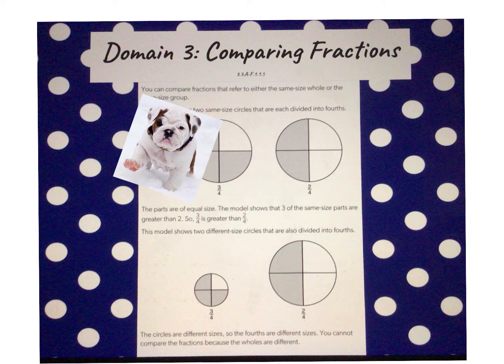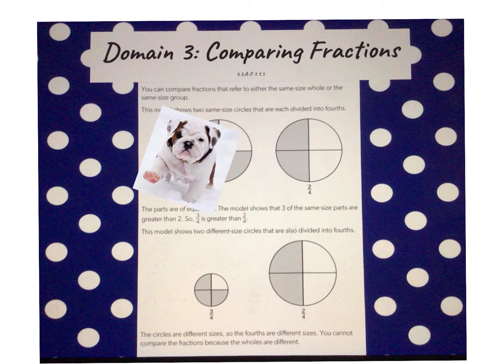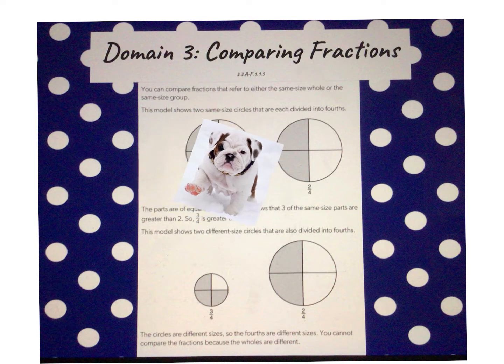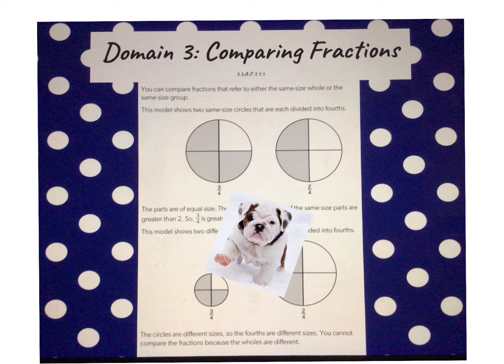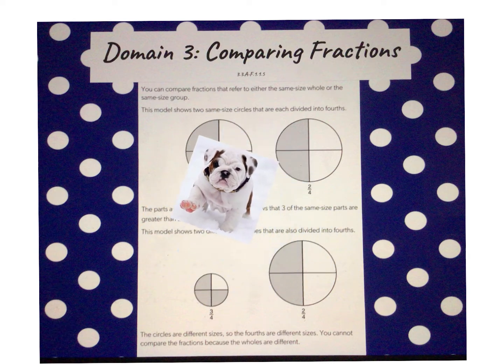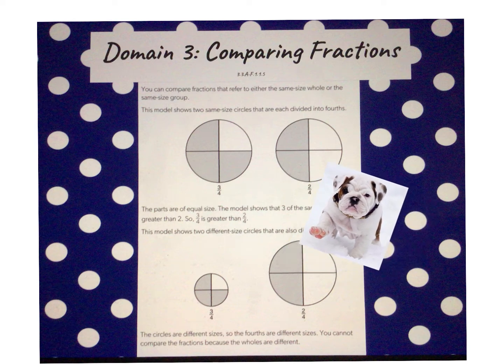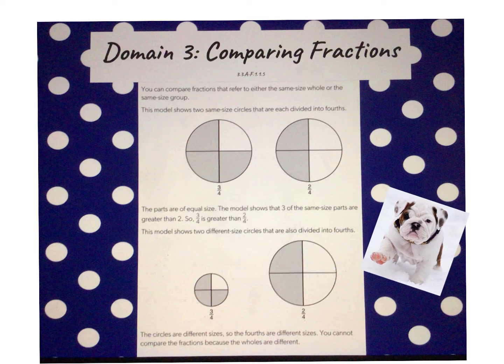So as you can see, you can compare fractions that refer to either the same size whole or the same size group. This model shows two same size circles that are each divided into fourths. So we have this one that's divided into 3/4 because 1, 2, 3 parts are shaded, and this one that's divided into 2/4 because 1, 2 parts are shaded. The parts are of equal size.